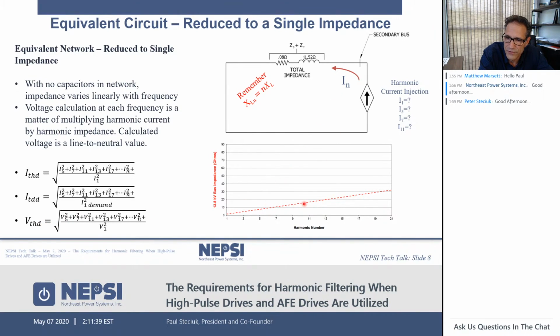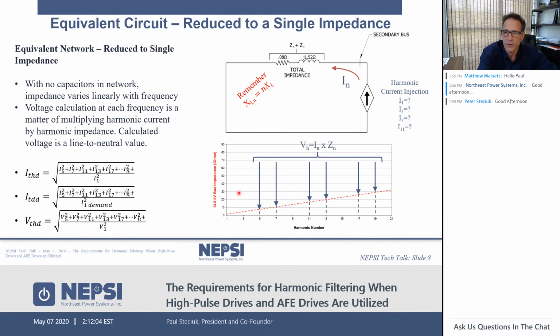Down here, I have shown the impedance line, okay, versus frequency. So on the x-axis, I have harmonic number, and on the y-axis, I have ohms. So looking from this viewpoint, from the secondary bus into this impedance, I plot a straight line because it's, again, XL and equals N times XL. It's very simple. So it's just a matter of applying Ohm's law at each and every harmonic, 5th, 7th, 11th, 13th, and we can easily calculate the voltage distortion at this point.